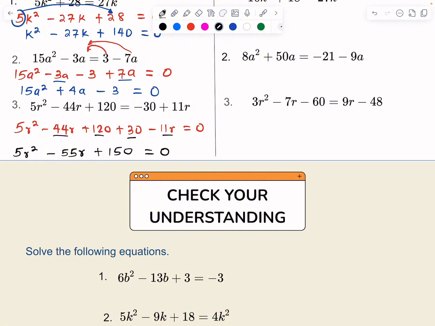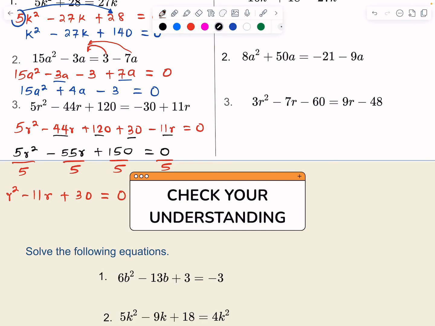Of course, yes, I can do that, because I noticed that 5 is a GCF. 5 can divide everything, right? So divide everything by 5. Once I divide everything by 5, what do you notice? I have r squared minus 11r plus 30 is equal to 0.